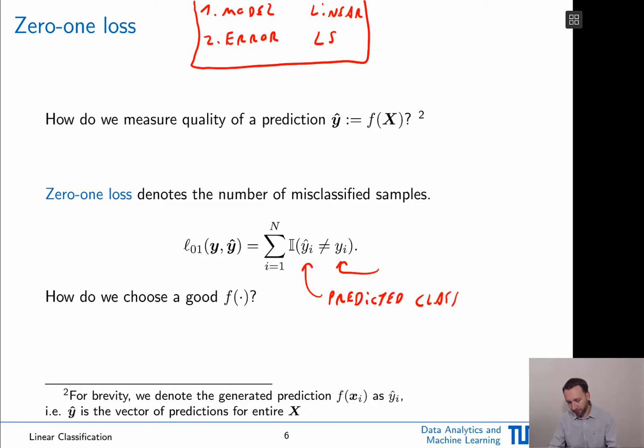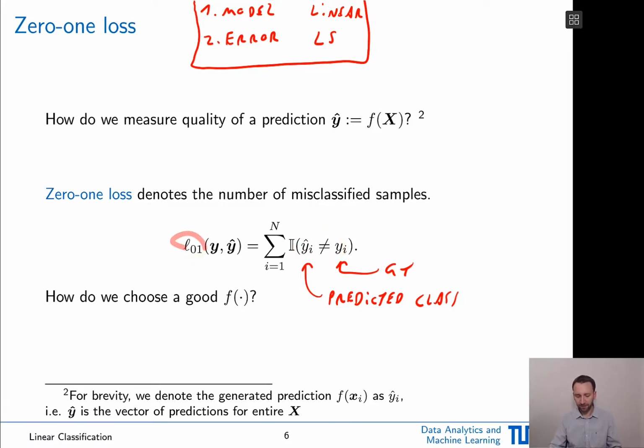This is the ground truth class, so the given class. Here we measure whether they are equal or unequal, and this indicator kicks in when the condition is true. So if this is unequal, the indicator says 1, we increase the loss. If this is equal, the indicator is 0, we don't increase the loss. Okay.